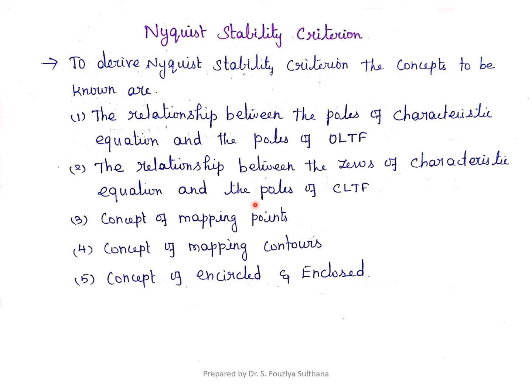To derive the Nyquist stability criterion, one should know about the relationship between the poles of the characteristic equation and the poles of the open loop transfer function, the relationship between the zeros of the characteristic equation and the poles of the closed loop transfer function, the concept of mapping points, the concept of mapping contours, and the concept of encircled and enclosed.